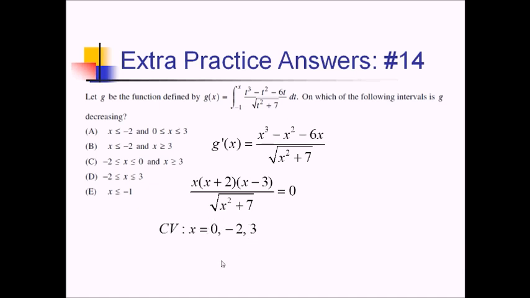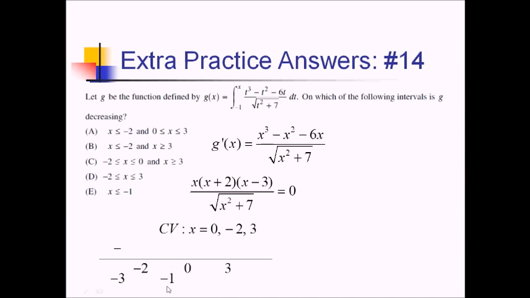Let me put those on a number line. So I've got negative 2, 0, and 3, and this is my g prime number line here. So doing a little sign analysis, let's see, something to the left of negative 2, like negative 3, is going to give me a negative, and another negative, 3 negatives. And the denominator can't help but be positive because square root only gives us back positive numbers. So it's all about the numerator. That comes out negative overall, 3 negatives.